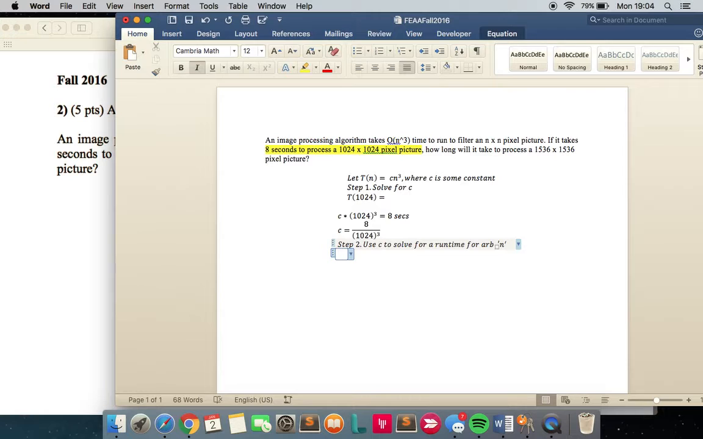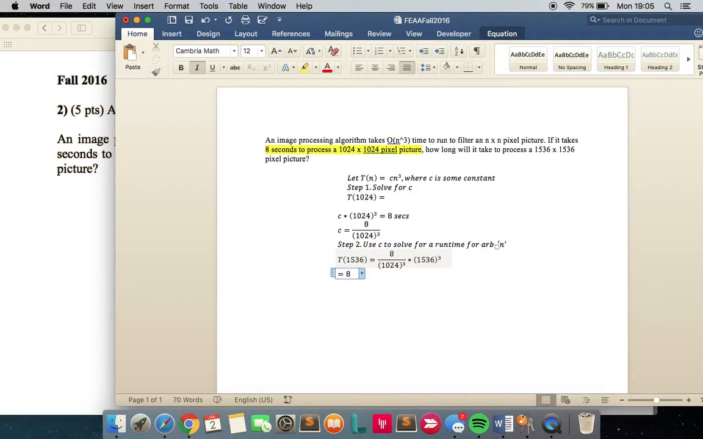All right, so let's go ahead and plug in n equals 1536, so t of 1536 equals c times 1536 cubed. Again, this is our runtime, and in this case, we're trying to solve for the time. Recall, we were given the time for 1024, but in this case, we're trying to solve for the time, and we can do that because now we already have c. So let's plug in c there. And look, we just have numbers. So this will actually result in a number. We just have to simplify this.